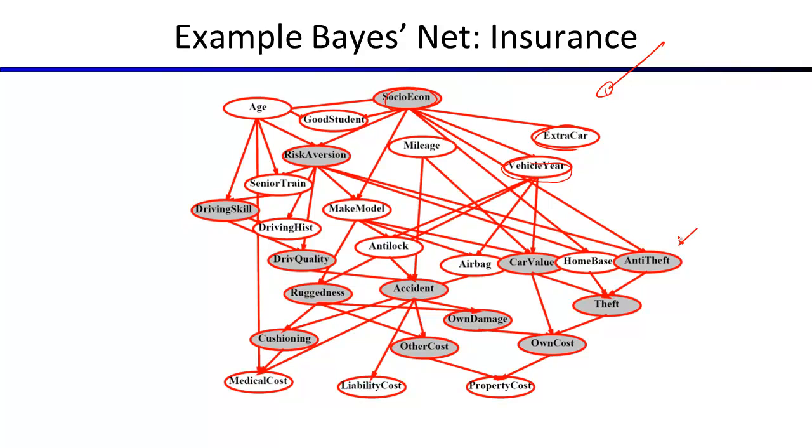Whether there are anti-theft devices installed has a direct influence on whether there will be theft or not. Similarly for car value, a direct influence. There are also indirect influences. Socioeconomic status influences car value, home base, and anti-theft, but doesn't directly influence theft. It only influences it mediated through these 3 other variables. That's really key here. If we want to have a compact representation, we don't want all variables to directly interact with each other. We want to somehow have a sparse set of interactions that captures what we think is enough to capture about the real world.